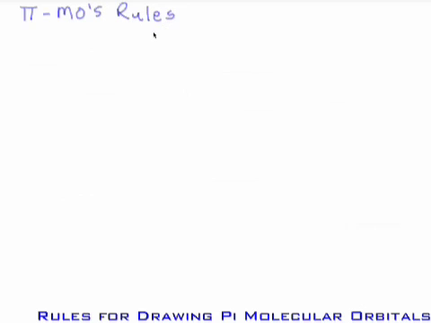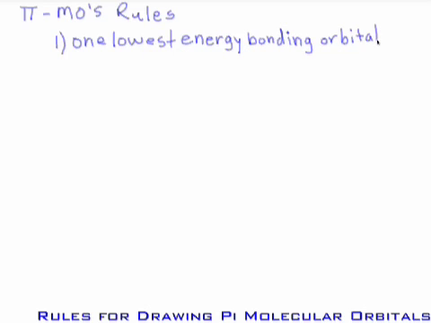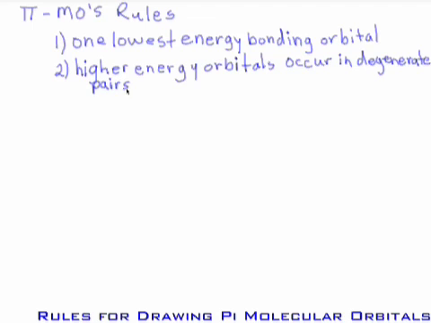How can I draw the molecular orbital energy level diagrams for pi systems? Well, I have three main rules that will allow you to draw them. One, you always draw one lowest energy bonding orbital. Two, higher energy orbitals will occur in degenerate pairs.